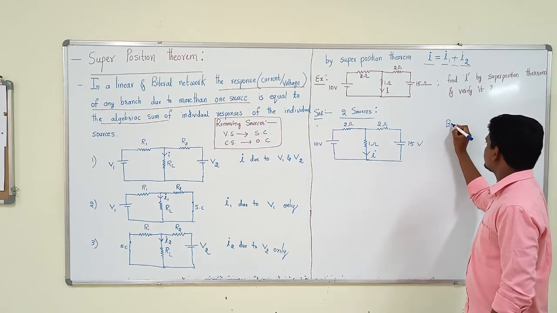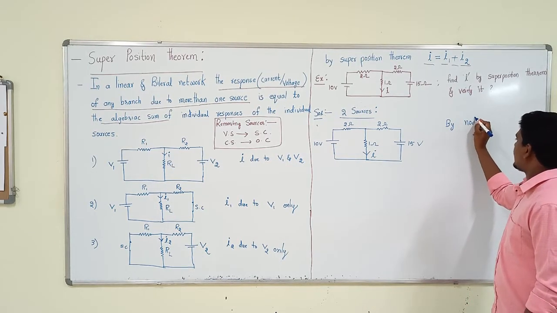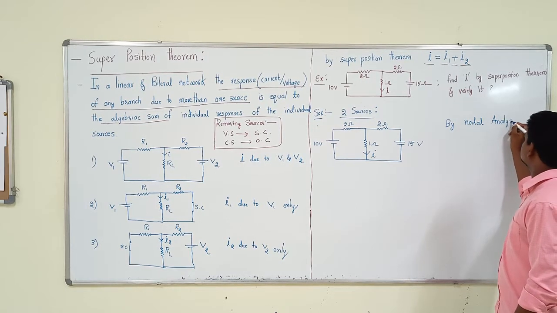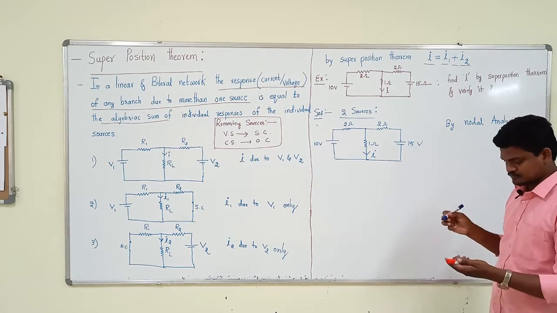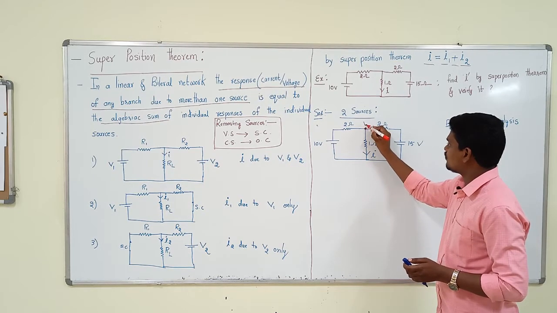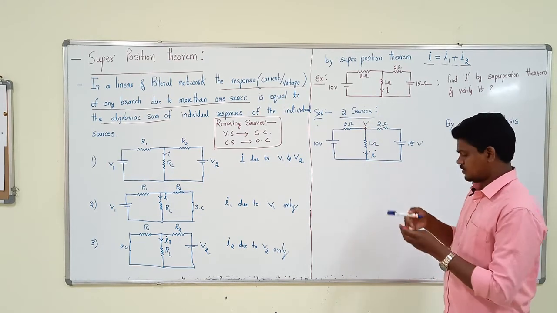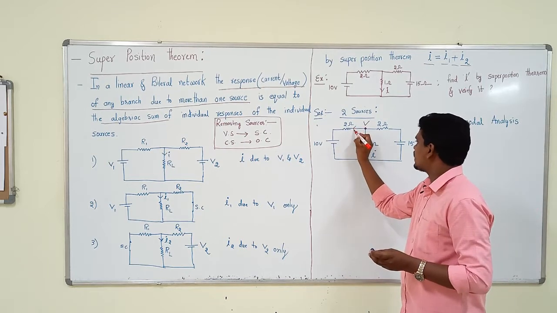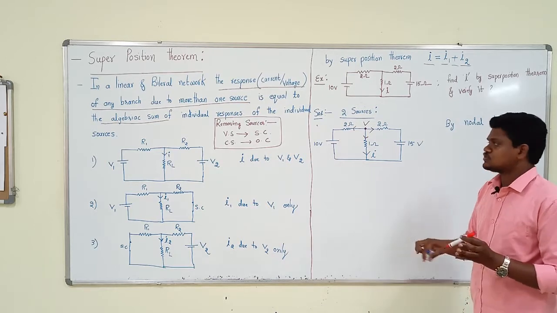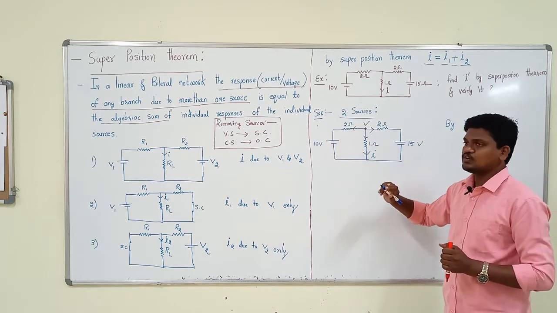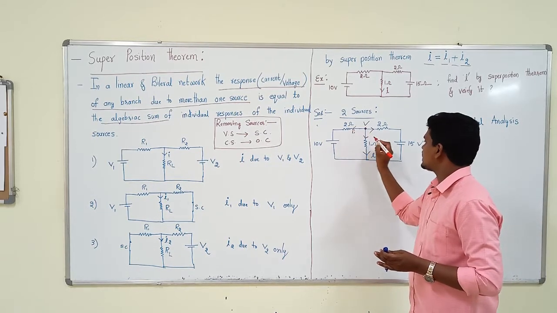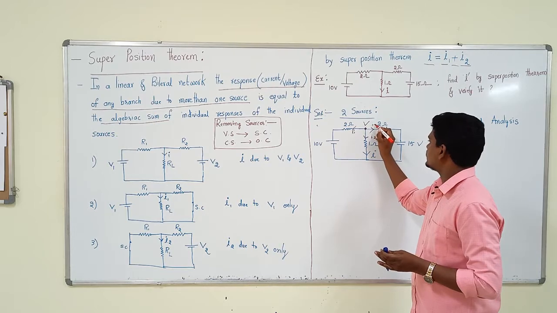So by nodal analysis, how many nodes are available? Only one node. So by that node, assuming that all currents are flowing outside, all the currents are flowing outside. So just write the nodal equation. Assuming that all the currents are outside, just an assumption, take them as I1, I2, I3.